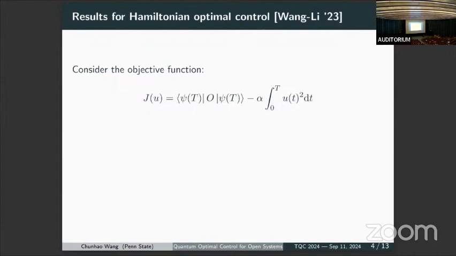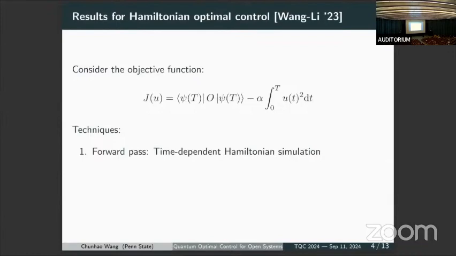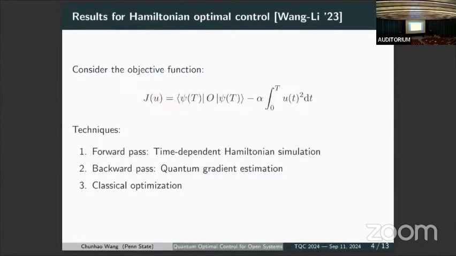The technical ingredient for this optimal control algorithm is quite simple. First, you need to run this forward pass, which is the time-dependent Hamiltonian simulation. You can apply your favorite time-dependent Hamiltonian simulation algorithm to simulate this time-dependent Hamiltonian. Then the backward pass is where you apply your favorite quantum gradient estimation algorithm to estimate the gradient of this objective function. Once you have the gradient, you can do gradient-based classical optimization, which will optimize this objective function by iterations. So this is the optimal control for closed systems, and previous results show that this can be done with query complexity T squared over epsilon cubed.